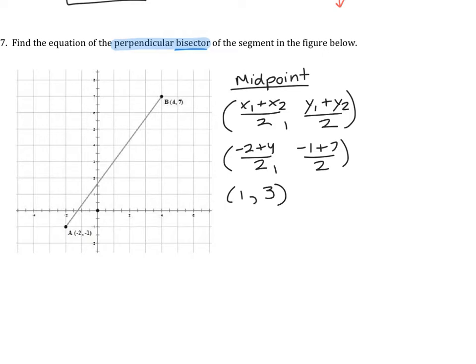So they want the equation of the line that goes through the point (1, 3) and is perpendicular to this line. So I know that I'm going to need to find the slope of this line so I can figure out what the slope of my perpendicular line is. So let's go from here to here to find the slope. So I have to do rise over run. So you can see that I rise 4 and I run 3. So the slope of this line is positive 4 over 3, which means the slope of my new line will be negative 3 over 4.